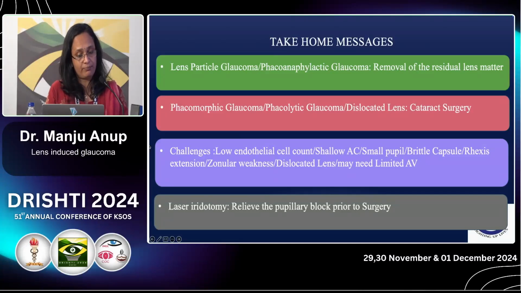challenging because there can be a low endothelial cell count, shallow AC, small pupil, brittle capsule, rhexis extension, and zonular weakness. A dislocated lens may sometimes need a limited anterior vitrectomy. Laser iridotomy will relieve the pupillary block prior to the surgery.